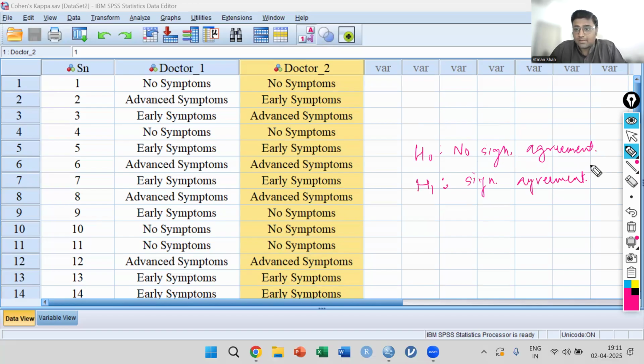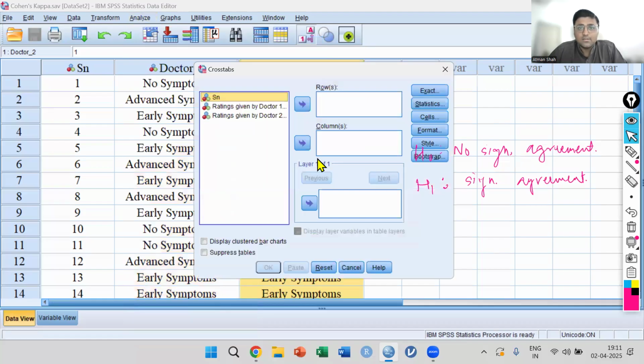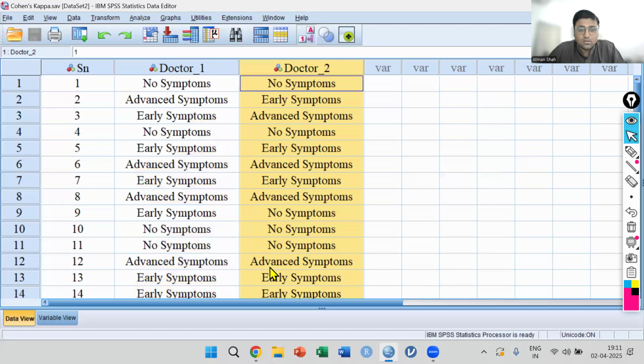Now let's see how to perform it. First you go to Analyze. In Analyze, we have the option of Descriptive Statistics. In Descriptive Statistics, we have the option of Crosstabs. So Analyze, Descriptive Statistics, Crosstabs. Click on it. Select first nominal variable into row and second nominal variable into columns. So these two are our nominal variables. Go to Statistics, and here we have the option of Kappa. Simply select Continue and click OK.